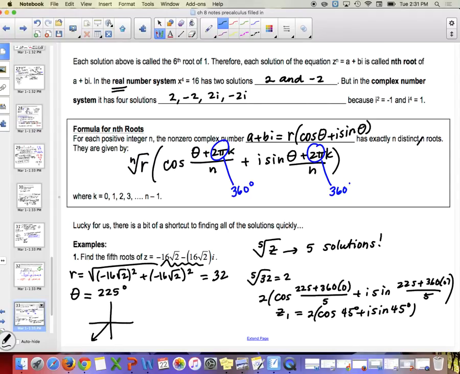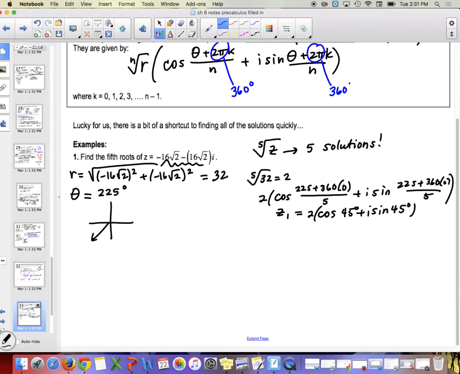And then you would do it again, and you'd plug in 1 for k, and 5 for n. Do you guys understand what I'm saying? And you would do it again, and again, and again, until you have 5 solutions. Okay, do we want to do that? No. So what we do is we find the first solution.